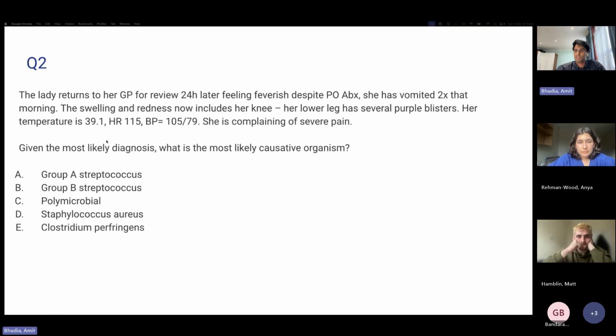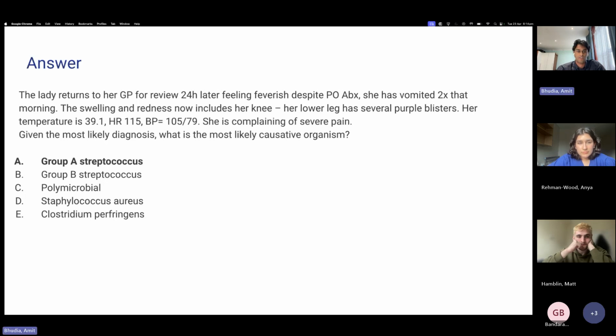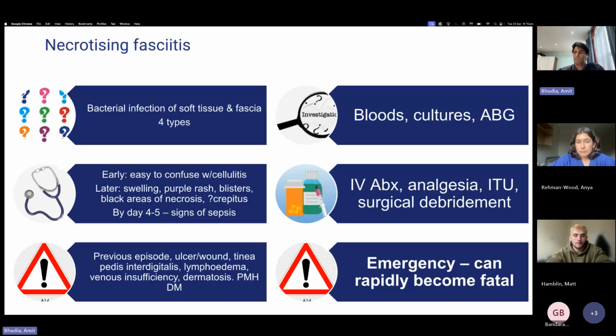So the answer is group A strep. So here what you're thinking is, has this turned into necrotizing fasciitis? So group A strep is the most common cause of necrotizing fasciitis overall, because it affects older people and younger people. And then, so it's a bacterial infection of the soft tissue and fascia.